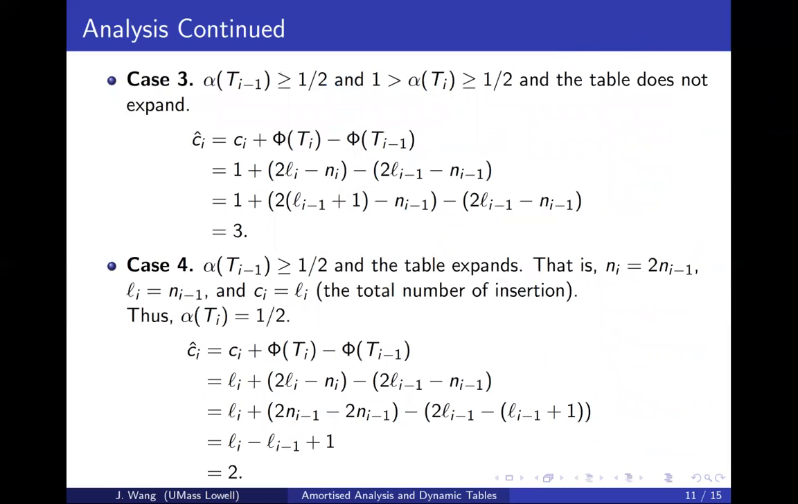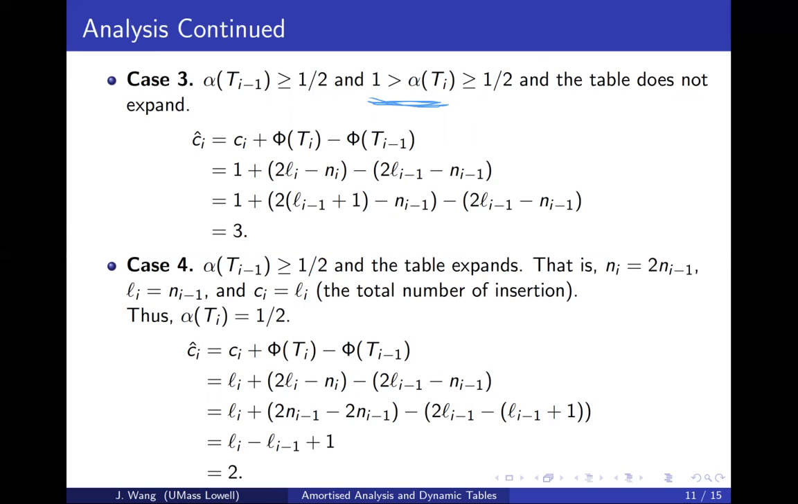Still, we have one more case. I forgot: we still have one more case where the table size doesn't change. So that's case number 3. Before insertion, the load factor is greater than or equal to 1/2. After the insertion, the load factor is still greater than or equal to 1/2, but less than 1. So that means the table doesn't expand, and obviously no shrinking either.